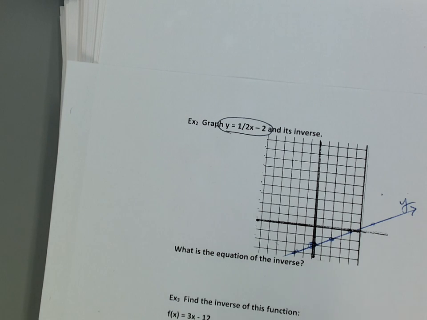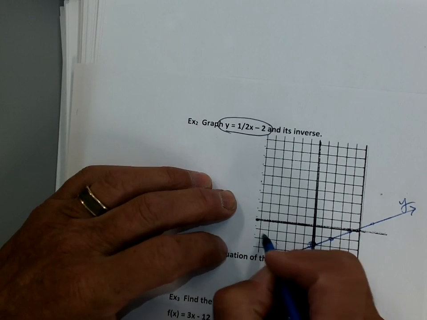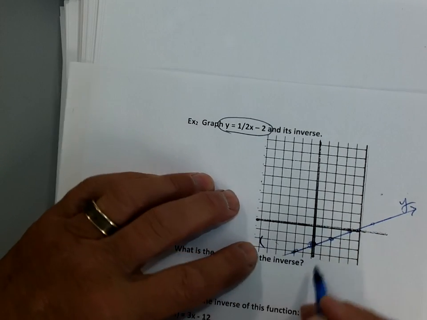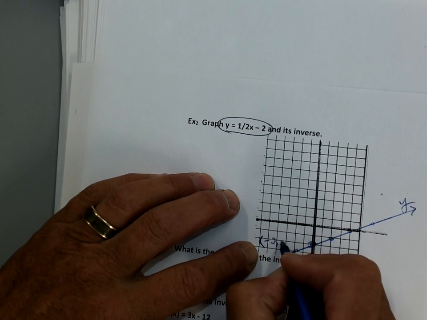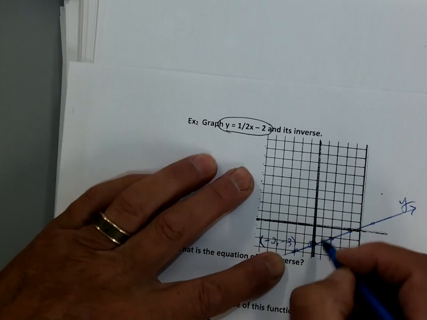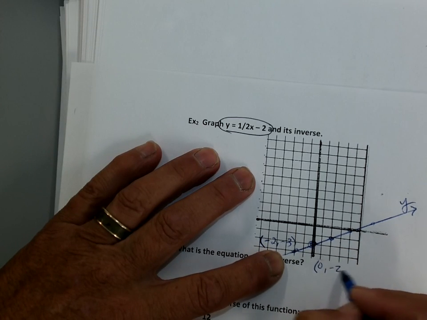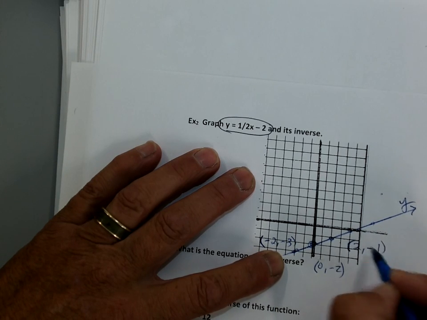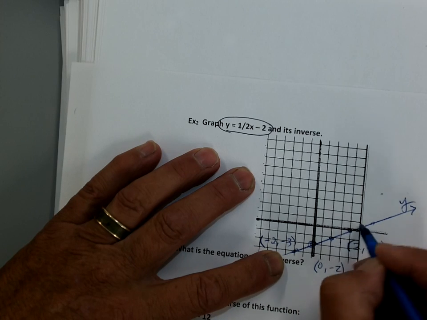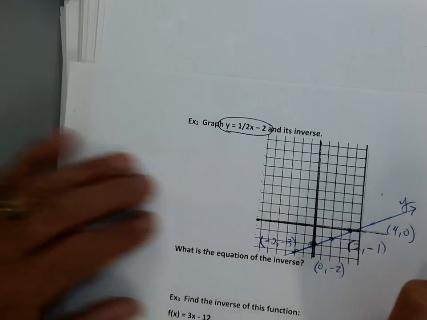So I could switch points, right? So for instance, I have a point right here at -2, -3. A point right here at 0, -2. Point right here at 2, -1. A point right here at 4, 0. Okay, so those are my points.